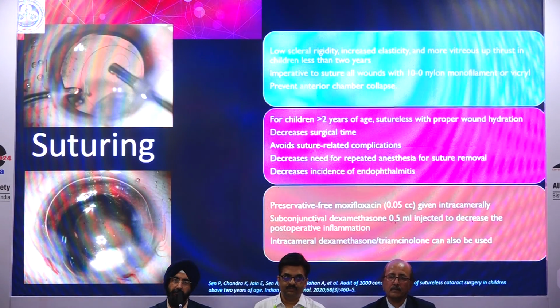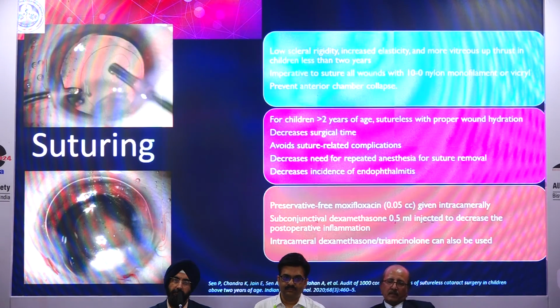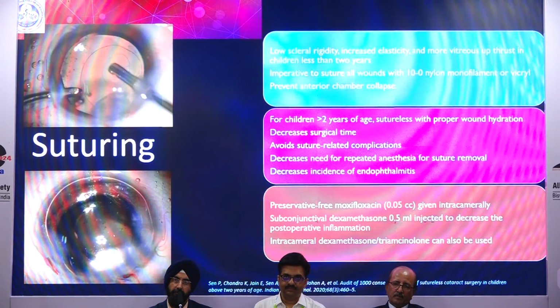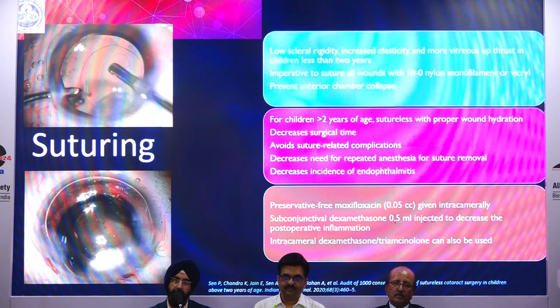So suturing must be done. It can be done with a 10-0 nylon suture or a Vicryl suture. Vicryl is absorbable. So why is suturing done in children less than 2 years preferably? Because they have a low scleral rigidity, increased elasticity and more vitreous upthrust. This leads to AC shallowing and increases chances of endophthalmitis later on if we don't suture the wounds.